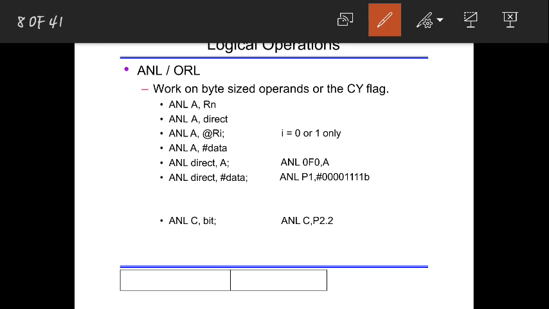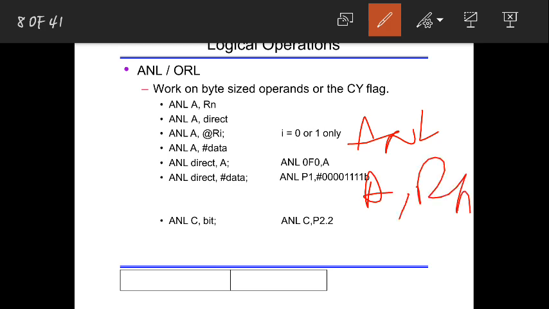So first we'll see the ANL operation, the AND operation. For example, if I write ANL A comma Rn, that means the content of register Rn is ANDed with the accumulator and the result is stored in the accumulator itself, because that is our destination.